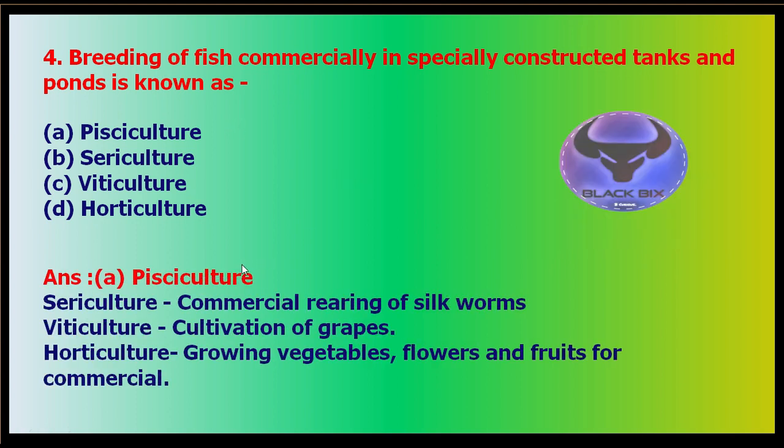Pisciculture is related with the breeding of fishes. Sericulture is related with the commercial rearing of silkworms. Viticulture is the cultivation of grapes, and horticulture means growing vegetables, flowers, and fruits for commercial purposes. So breeding of fishes is pisciculture. It's the science of rearing fishes. Moving to the next question.